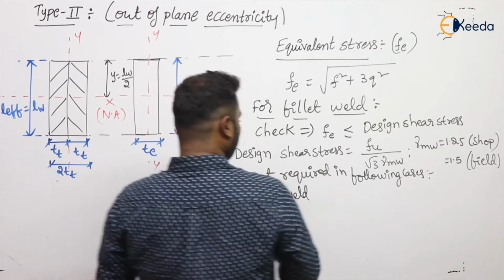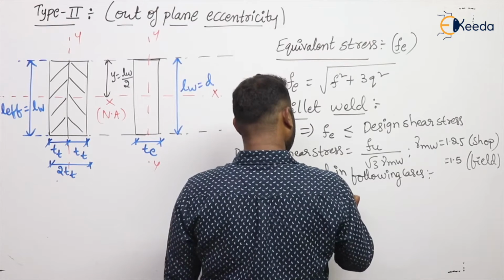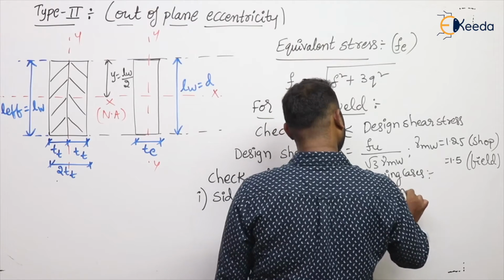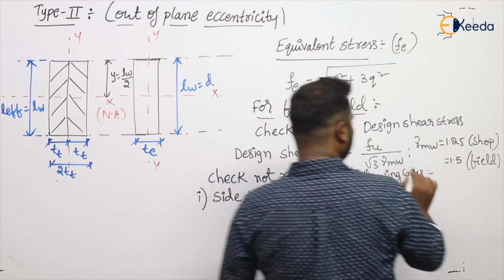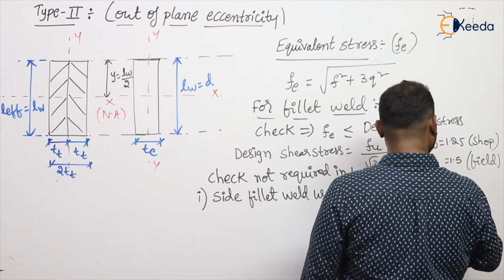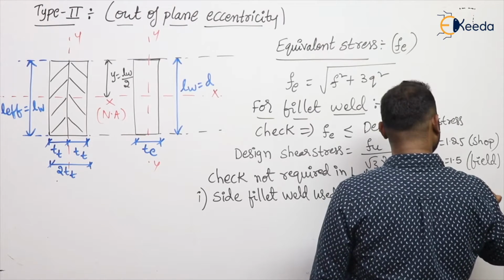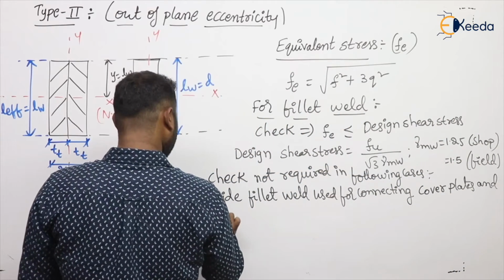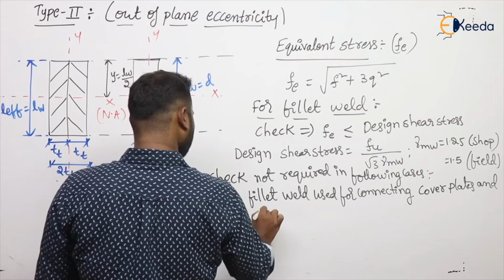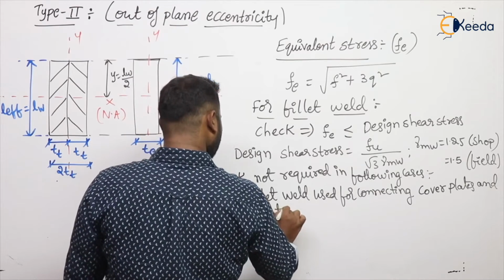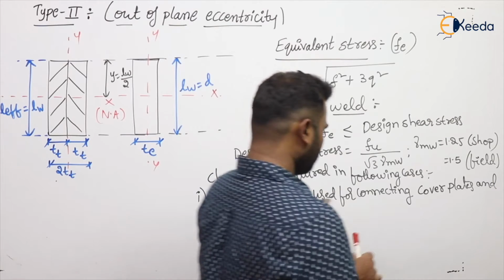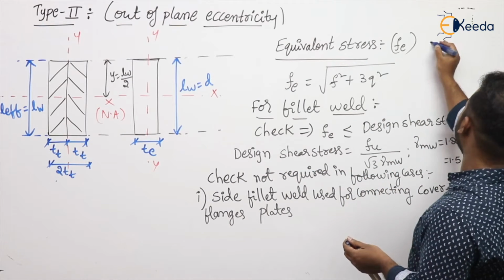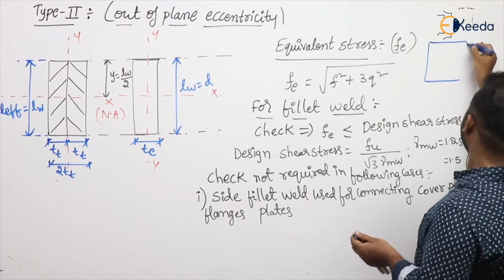used for connecting cover plates and flange plates. It means, see, here I will show. Suppose this is a gusset plate. What is a side fillet weld? I am explaining here. Suppose this is a gusset plate.